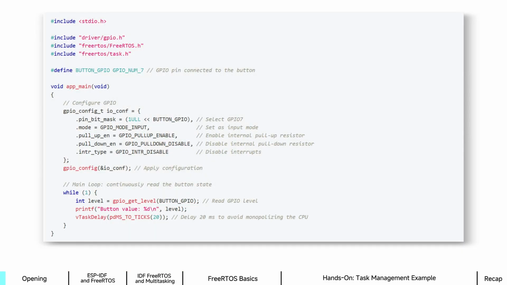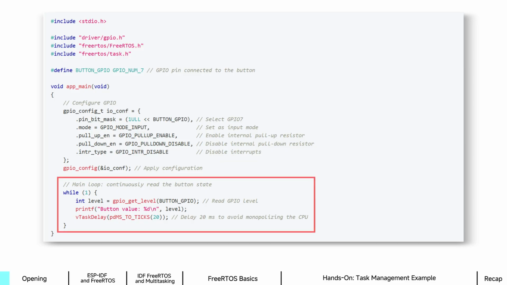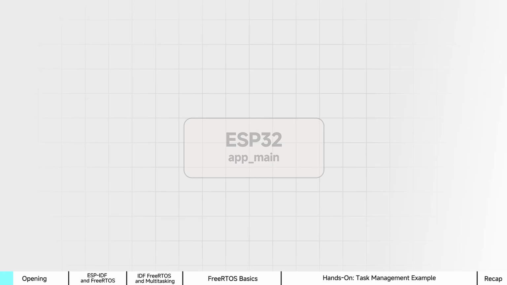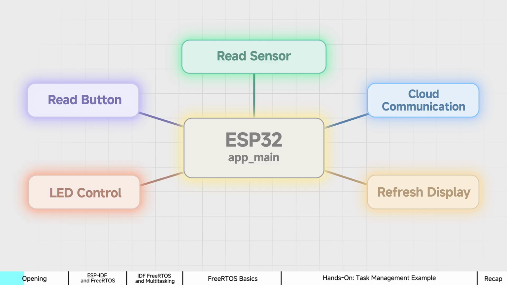In previous lessons, our code ran inside a single app_main function, using a loop to handle tasks, which is similar to the Arduino approach. This works well for single-purpose applications, but in real-world projects, the ESP-32 often needs to handle multiple tasks simultaneously, such as reading sensor data, communicating with the cloud, and updating a display.